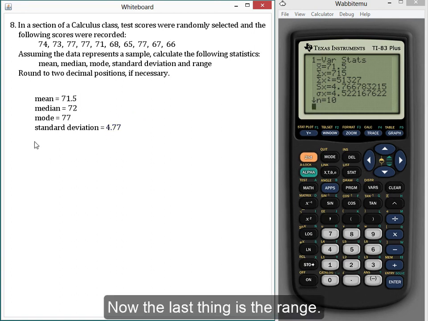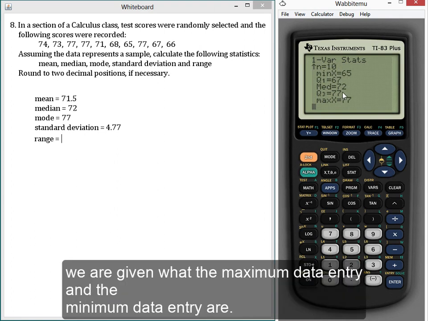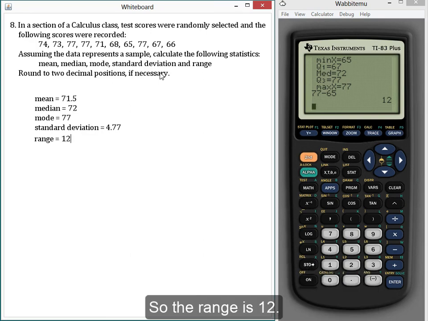Alright, now the last thing is the range. The range isn't given to us specifically, but we are given what the maximum data entry and the minimum data entry are. And the range is the maximum minus the minimum. So if we just subtract those 2 values, that will give us the range. So the range is 12.